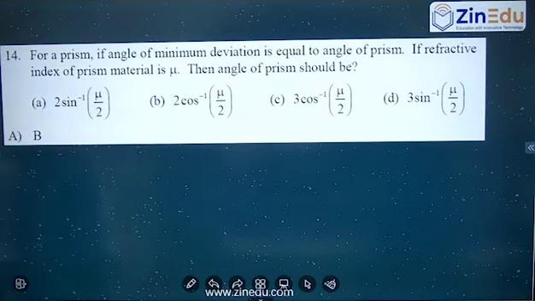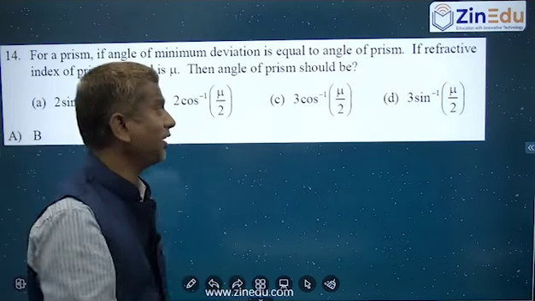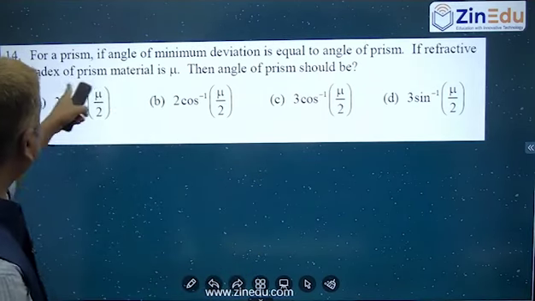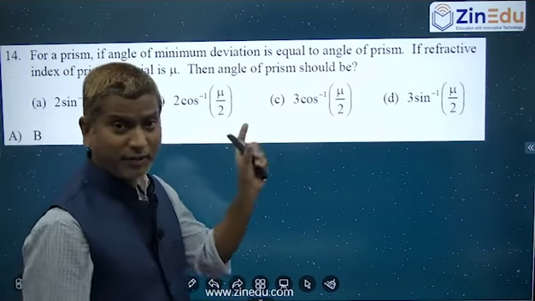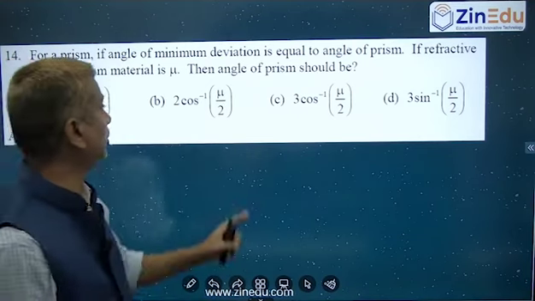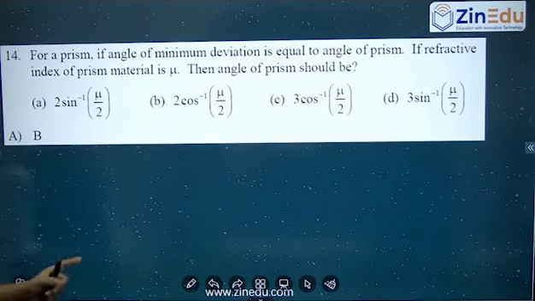So here is another question. For a prism, if the angle of minimum deviation is equal to the angle of prism, and the refractive index of the material of the prism is mu, then what should be the angle of the prism? What should be the angle of prism?